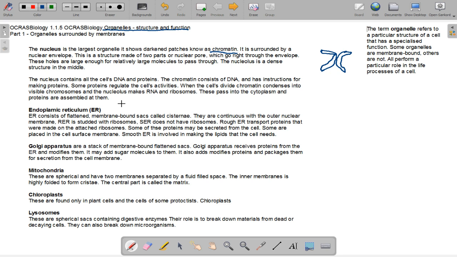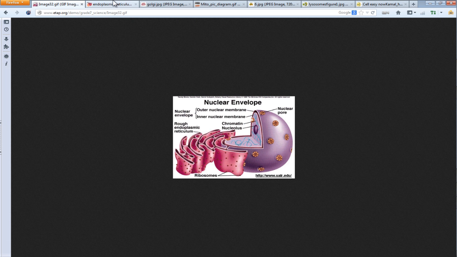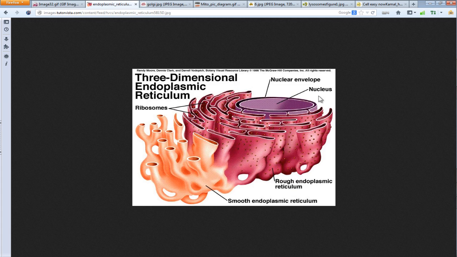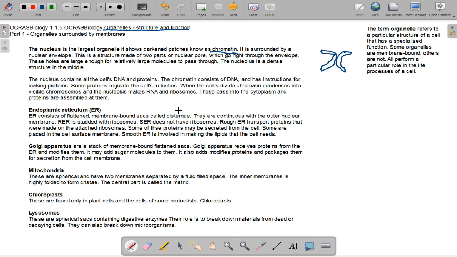So now we'll look at the endoplasmic reticulum. This is what you saw just earlier, but I've got another picture of one. So there's the nucleus and the nuclear envelope. So once the RNA is released, it synthesizes proteins on the ribosomes, and then the smooth endoplasmic reticulum deals with the synthesis of lipid molecules, or fats. So it consists of flattened membrane-bound sacs called cisternae. They are continuous with the outer nuclear membrane, and the rough endoplasmic reticulum is studded with ribosomes. Smooth endoplasmic reticulum does not have ribosomes.